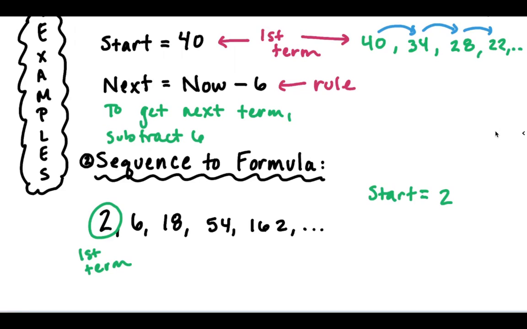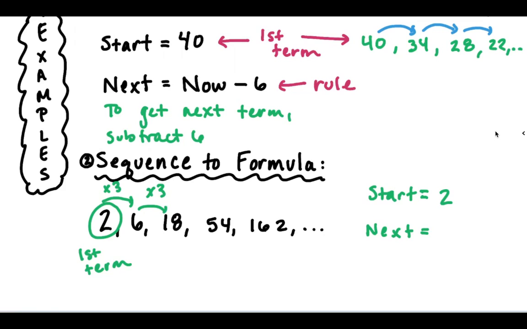Okay, now we need our rule for the next term. So I need some way, some description of how to get the next term. So let's look at what we've got going on in our sequence. To get from 2 to 6, you could add 4 or you could multiply by 3. Those are two options. Let's look at 6 to 18. I could add 12 or I could multiply by 3 again. So the adding wasn't the same, but the multiplying was. Those were both times 3.